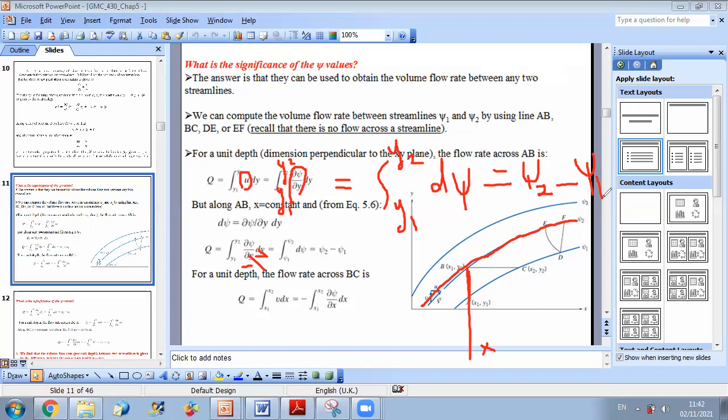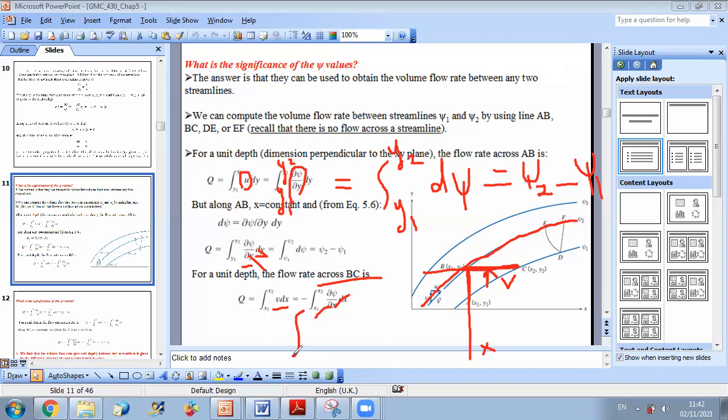The same relation can be derived if I want to calculate the flow rate between B and C. If you want to calculate the flow rate between B and C, then the only component that will cross this section is the v component. And then I can say that over BC, q is integral from x1 to x2 of v dx. Similarly, along BC, y is not varying, so the only variable is x. This is why dx and del x will cancel out.